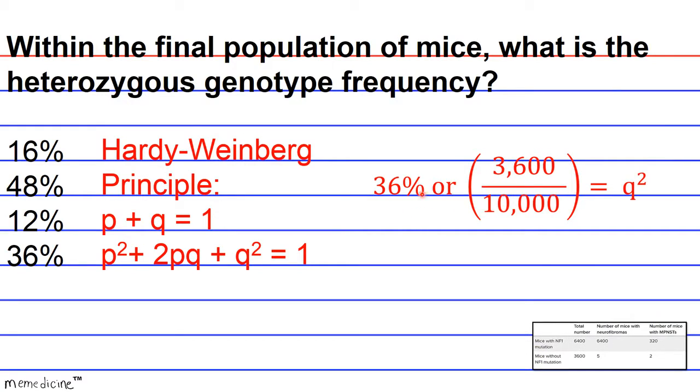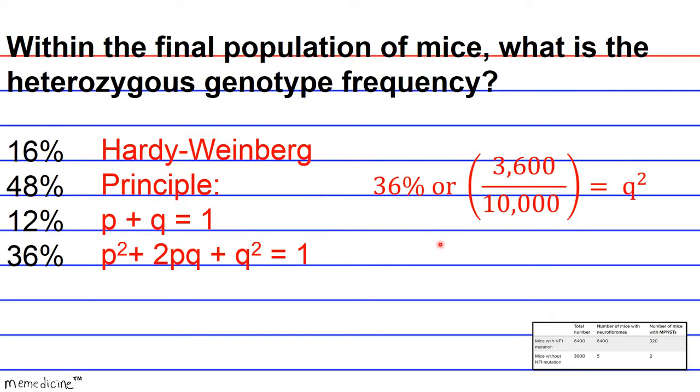We have 36%, or 3,600 out of 10,000, where 10,000 is the summation of the total number of mice in each population, of those with the NF1 mutation and those without. And you have to remember P is assigned to the NF1 mutation because it's dominant. This is mentioned in the passage, okay? And therefore, mice without the mutation can be considered recessive or the Q frequency.